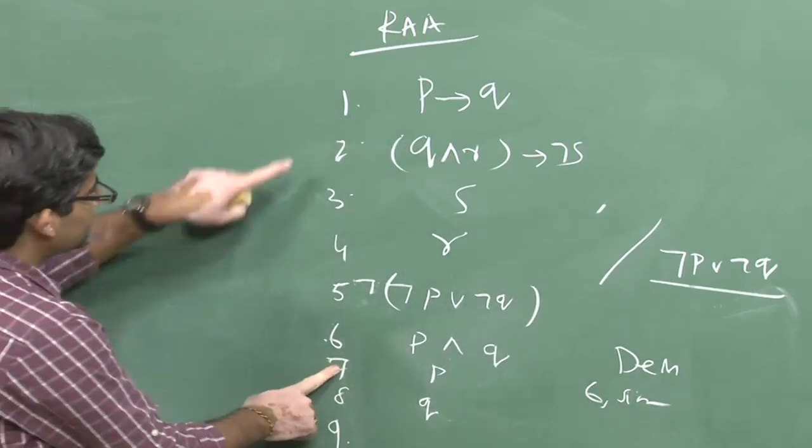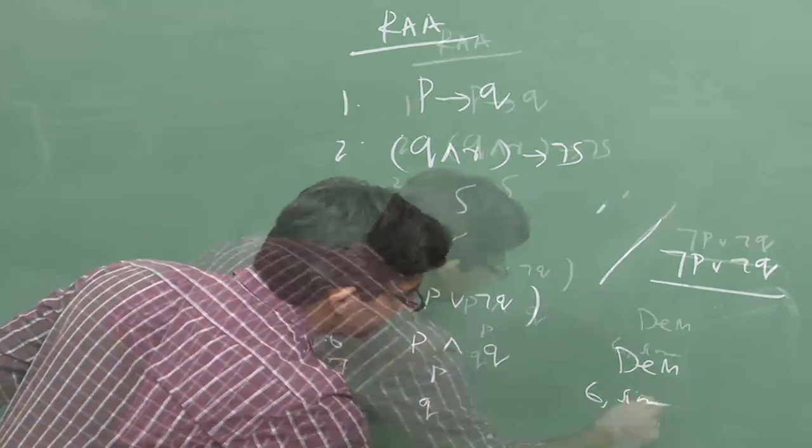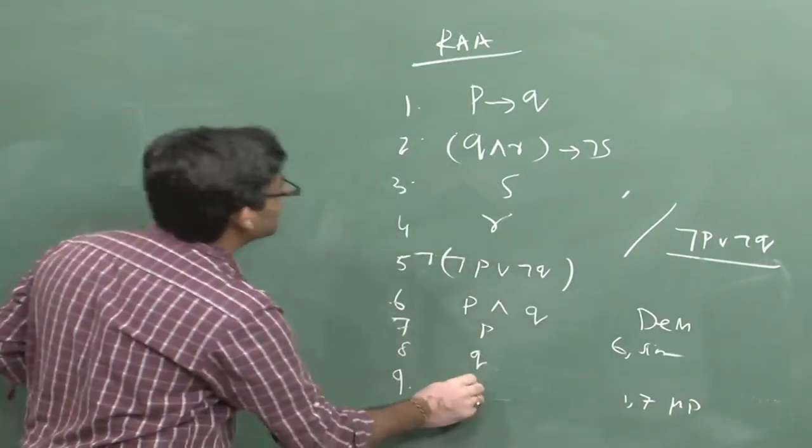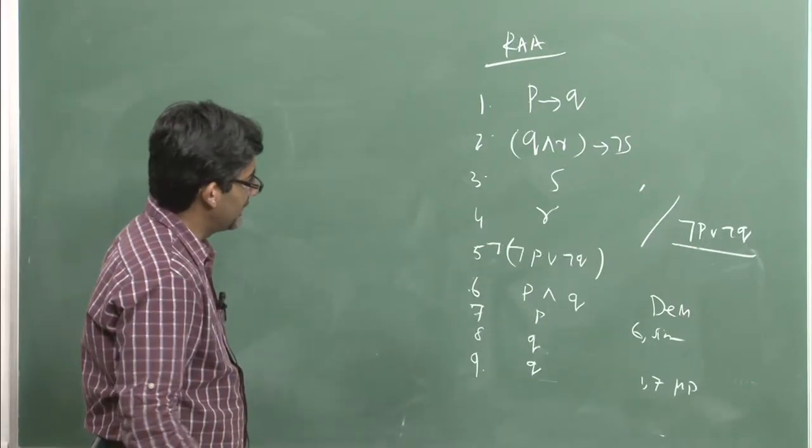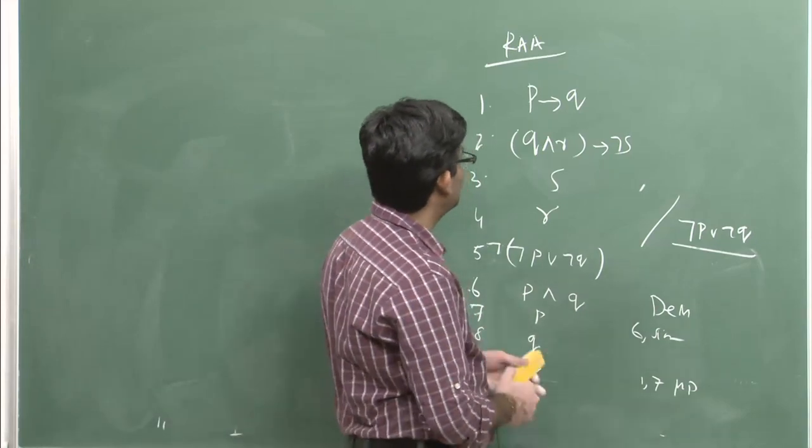So now 1 and 7, modus ponens, you will get Q. 1 and 7, you will get Q here.